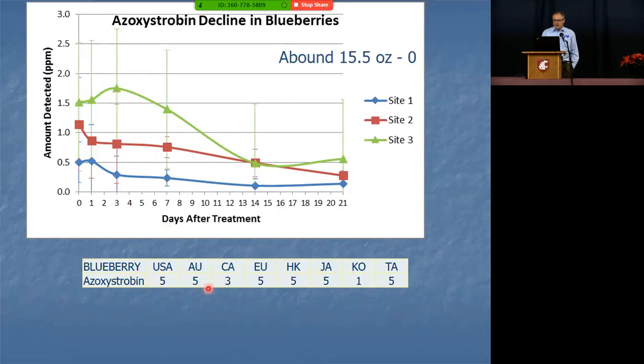If you look at Canada at 3, what this tells us is you can apply this product according to the US label, and your residues are going to be below what is required to go into Canada. So this suggests we can go into Canada. You go over here to Korea, and that's 1. So according to these data, you're going to have to wait 2 weeks. If you apply Abound 2 weeks before harvest, your residues should allow you to go into Korea. So you get how that works?